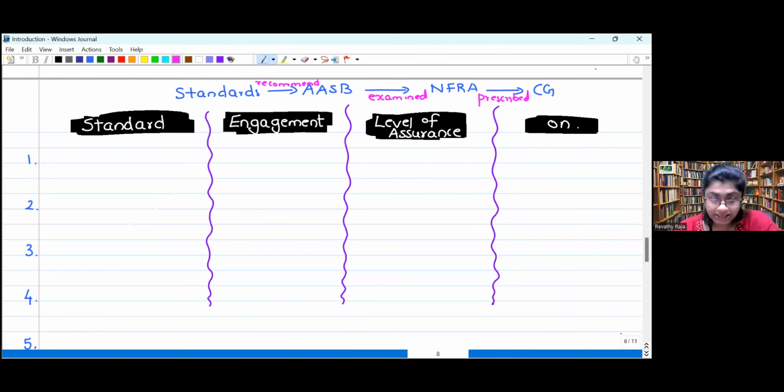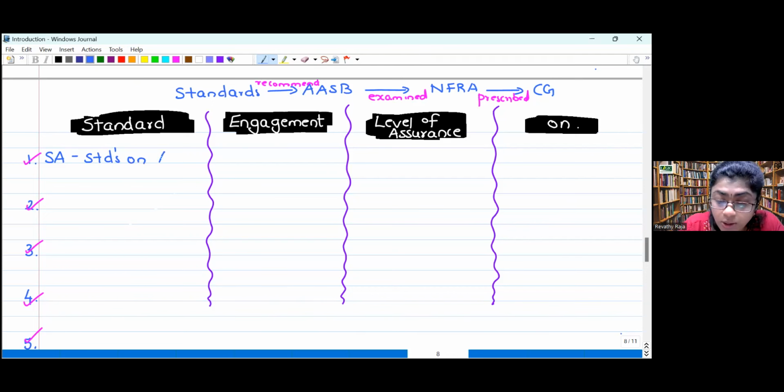Now, these standards issued by the central government, which are recommended by AASB, totally how many sets of standards do you know? Five sets of standards are there. The first set of standards is SA. Let's keep it interactive. When I ask something, you can say it in the chat. No need to type in full, just say the first letters or short form. SA.